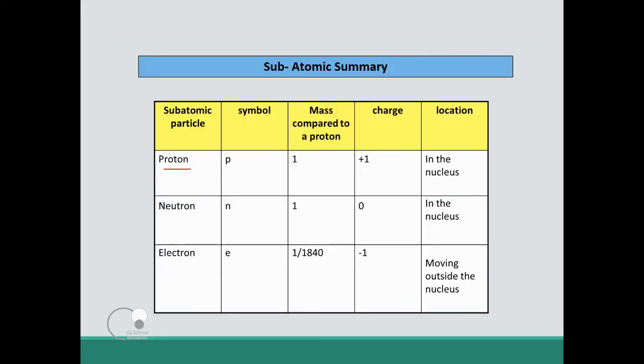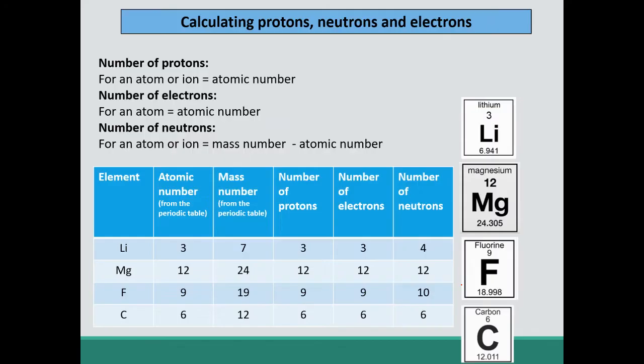So protons have a positive charge, and they are in the nucleus. Neutrons have no charge, and they are also in the nucleus, so they make up the nucleus together. So we've got protons and neutrons, and then we've got electrons. Now, electrons are really, really small, nearly 2,000 times smaller than protons and neutrons, and they've got a negative charge. Okay, so electrons have a negative charge, and they move outside the nucleus.